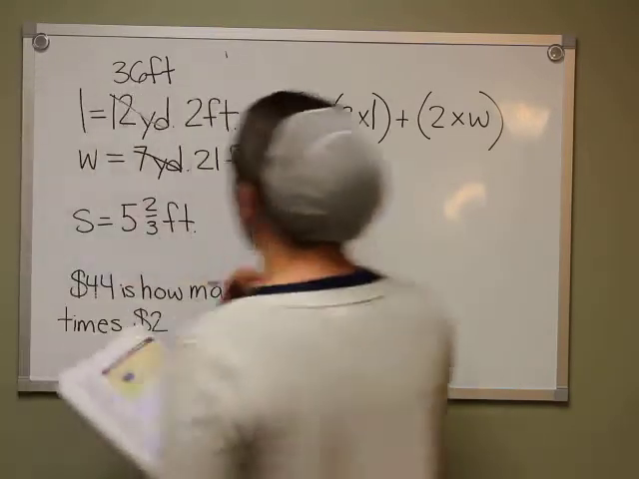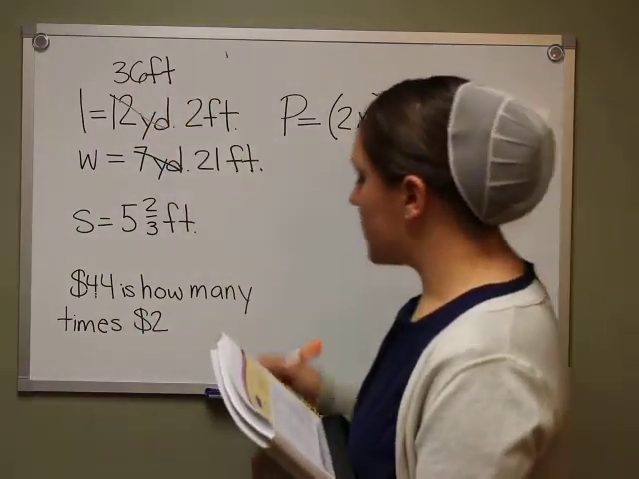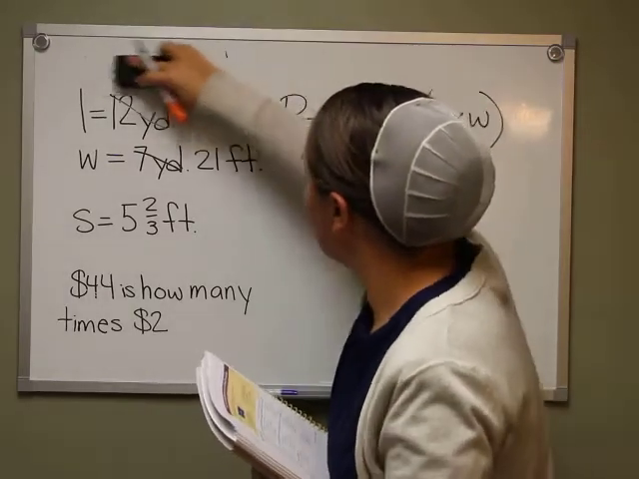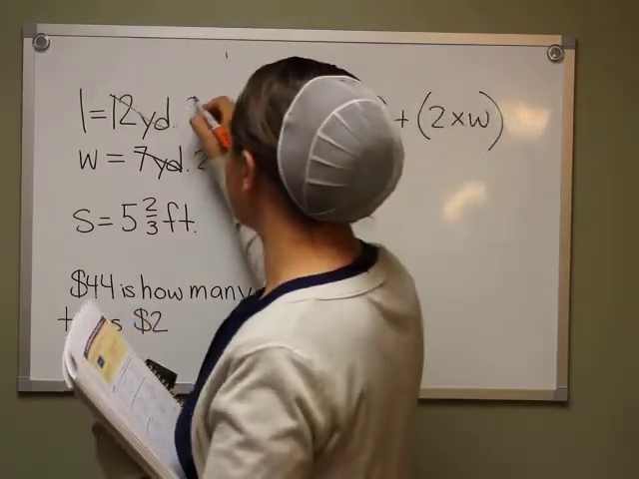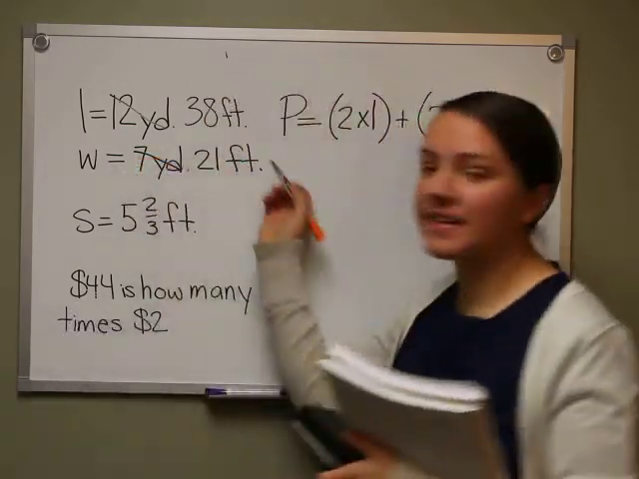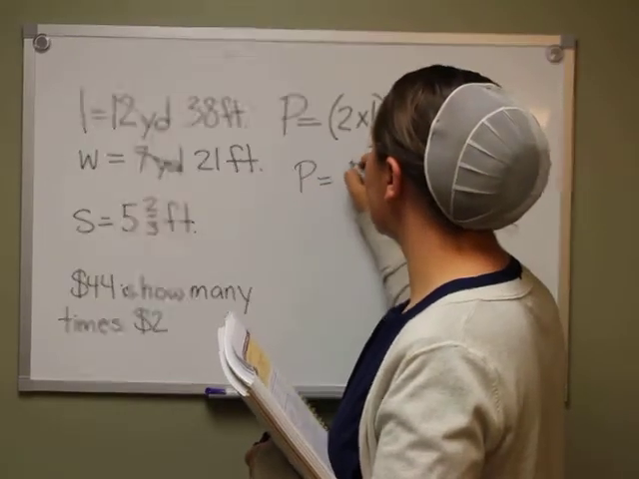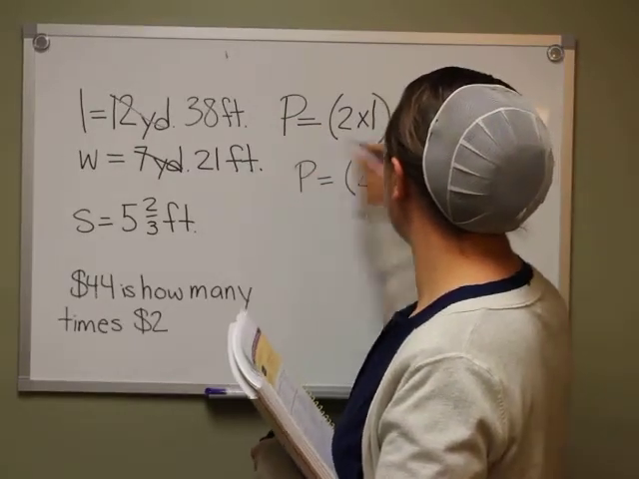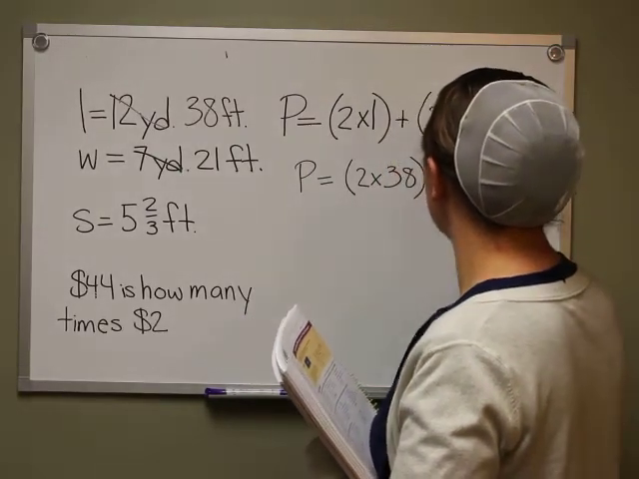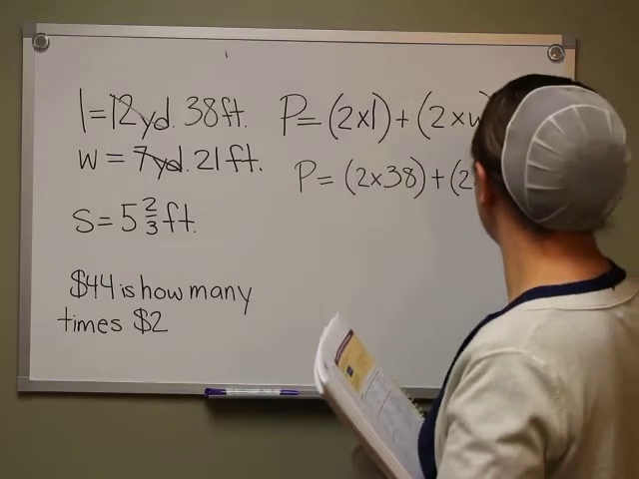Okay, so now we have our numbers here. We have 36 and 2 feet. We may as well add these together here because 36 feet and 2 feet. So the length is 38 feet. The width is 21 feet. So now we have P equals 2 times 38 plus 2 times 21.